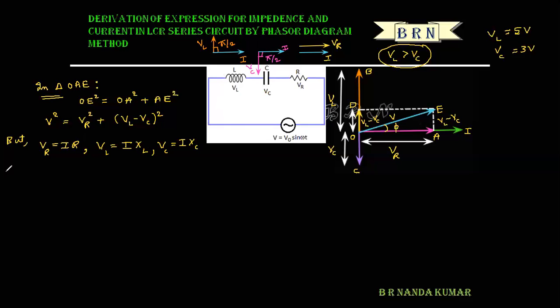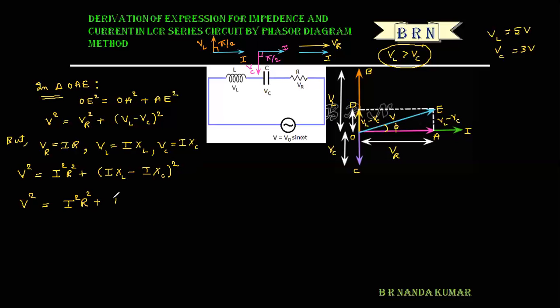So V square is equal to VR square, which is IR whole square, that is I square R square, plus VL, which is I into XL, minus VC, which is I into XC, whole square. So V square is equal to I square R square plus, here I is taken as common and taken outside the square bracket.